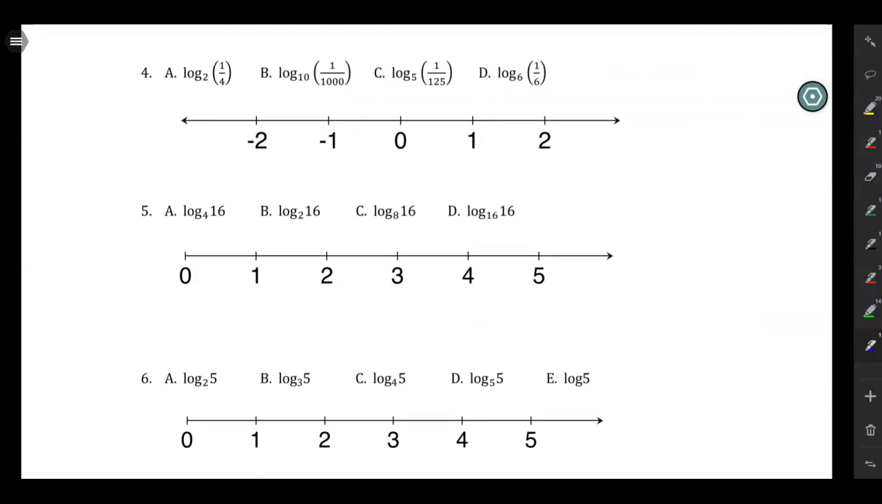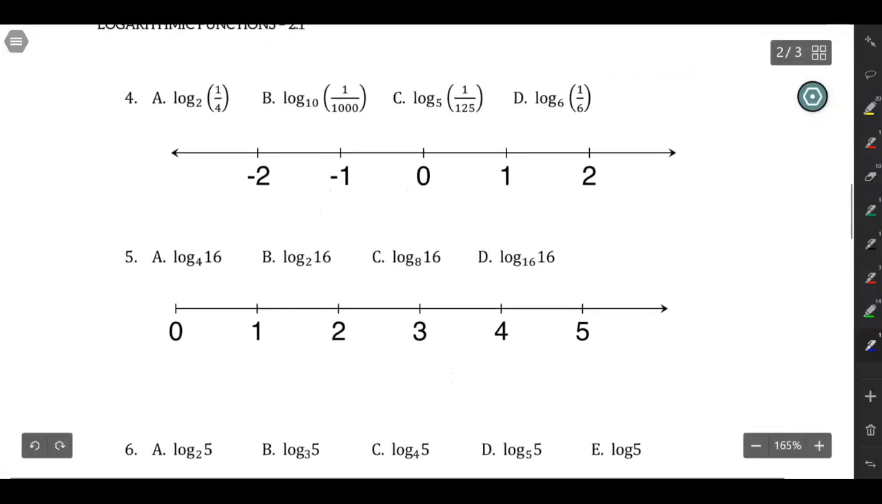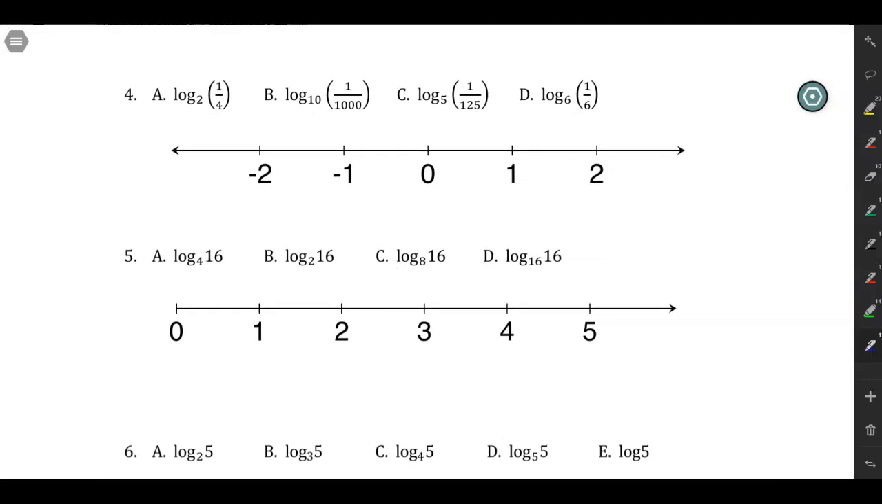Okay, in these next set of examples, in example 4, we're looking at a bunch of fractions. If you're looking at your argument, which is the bigger number in the log, and your argument is a fraction, then you automatically know that the exponent has to be negative. So any of these that have a fraction as the argument are going to have a negative number. I'm just going to put the answers beneath them. This is going to be a negative number, a negative number, a negative number, a negative number.